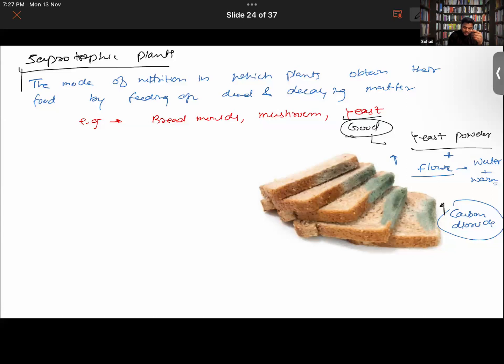Also, the plants that are saprophytic in nature are called saprotrophs. Okay, so it's time to take some questions now. I have a question here that you have to answer.